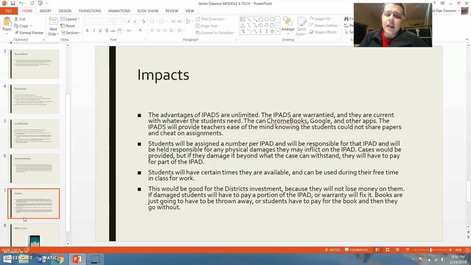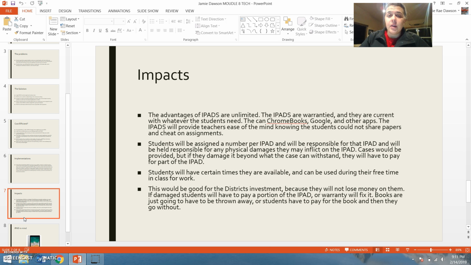So the impacts of what these would have. The advantages of iPads are definitely unlimited. They come warranted. They are current with whatever the students need. They can get Chromebooks, they can get Google, and they can get so many other apps. And they will provide teachers ease of mind knowing that the students could not share papers and cheat on their assignments. Just something as simple as, say, a research project or a group project or a partner project.